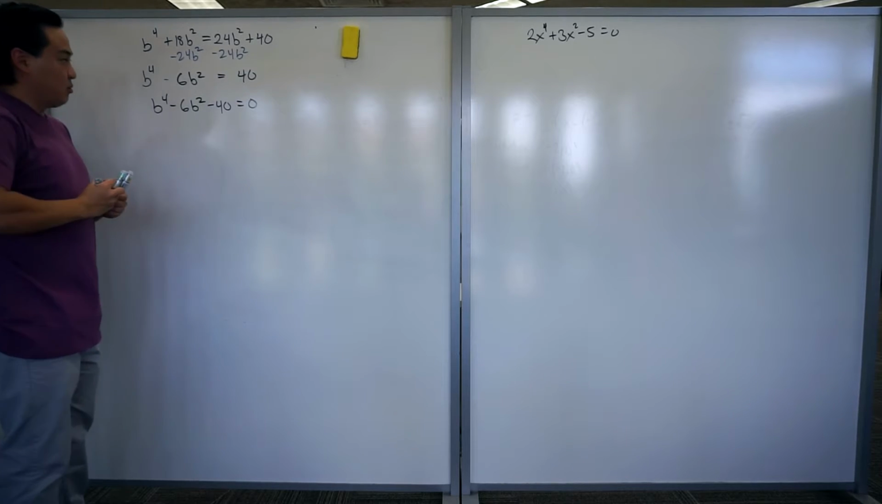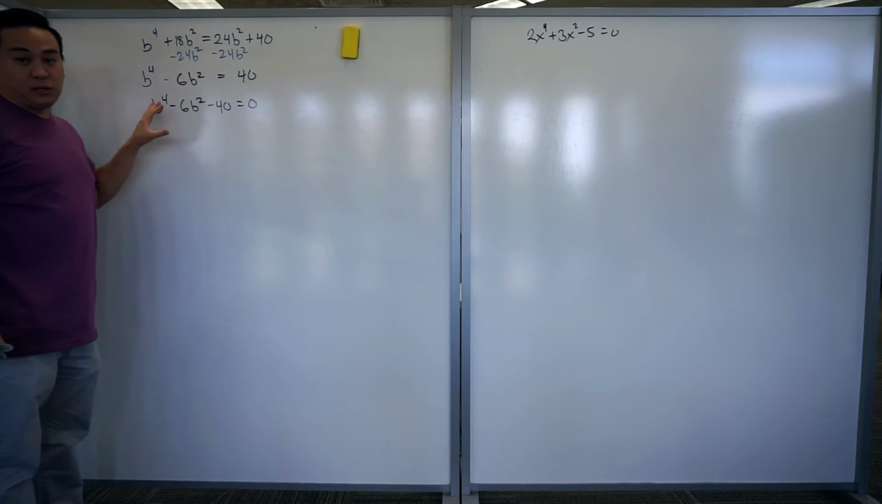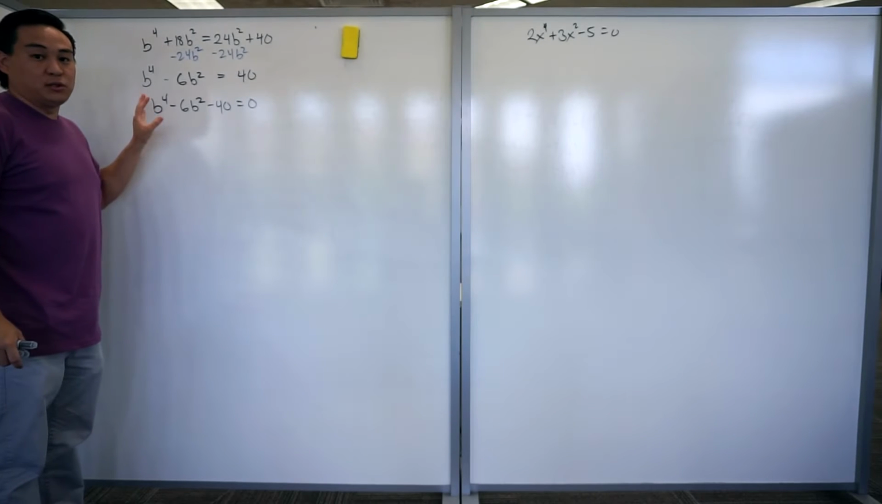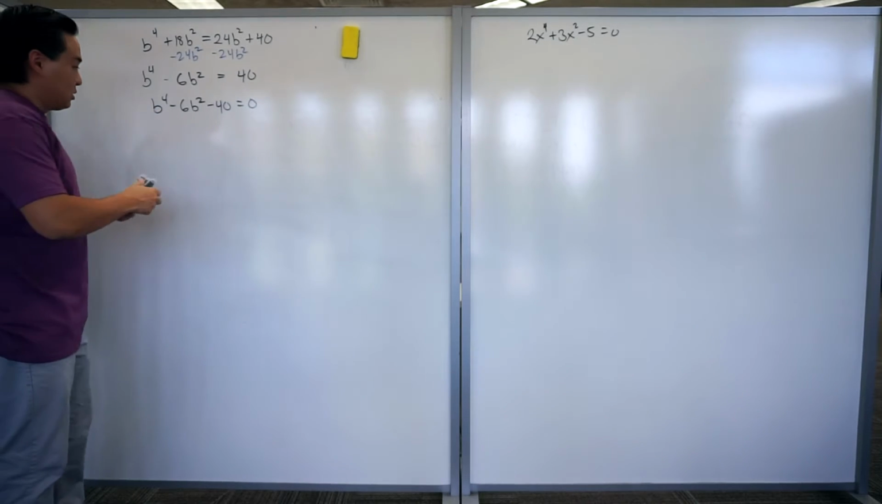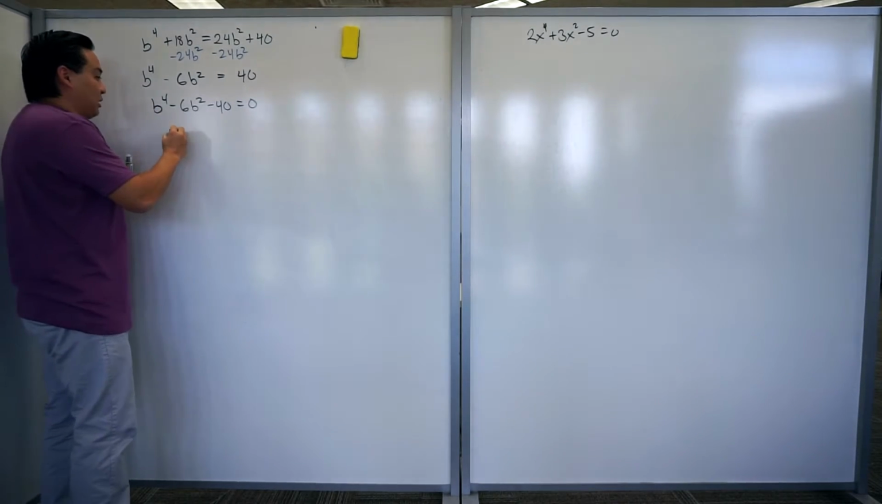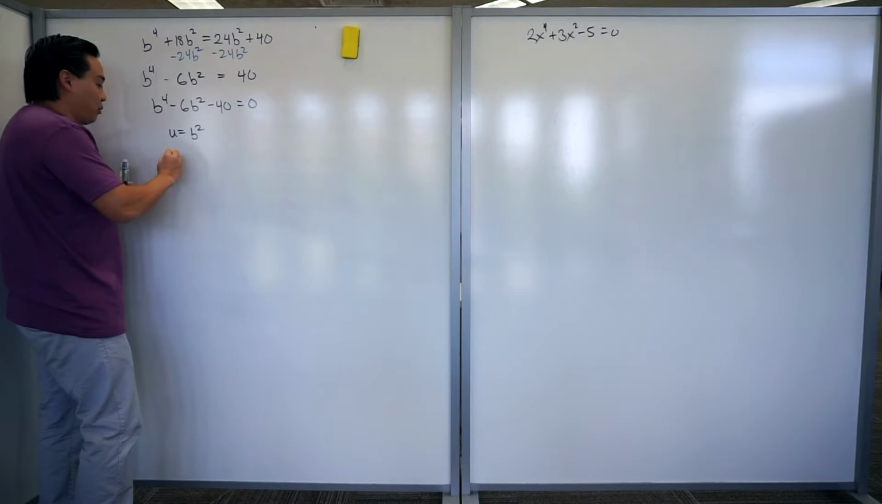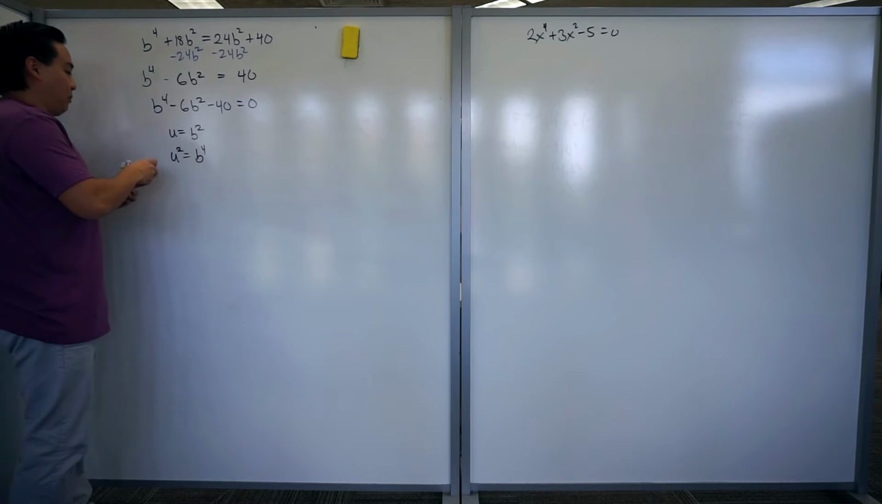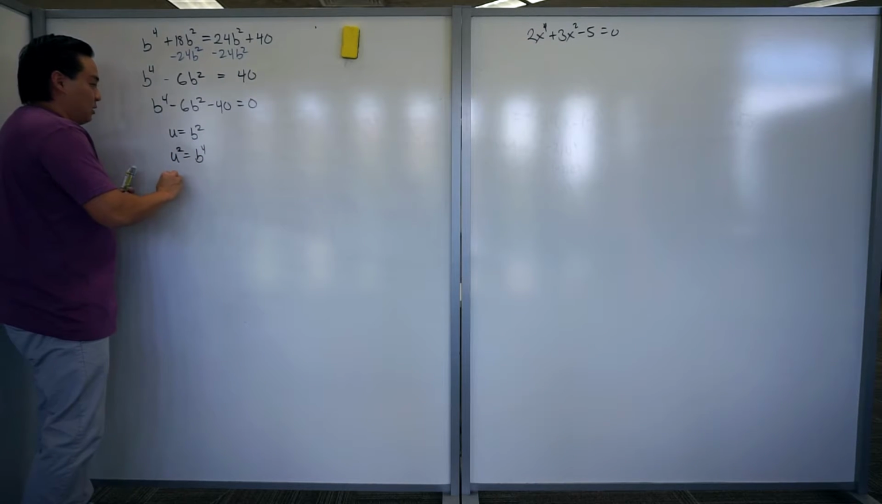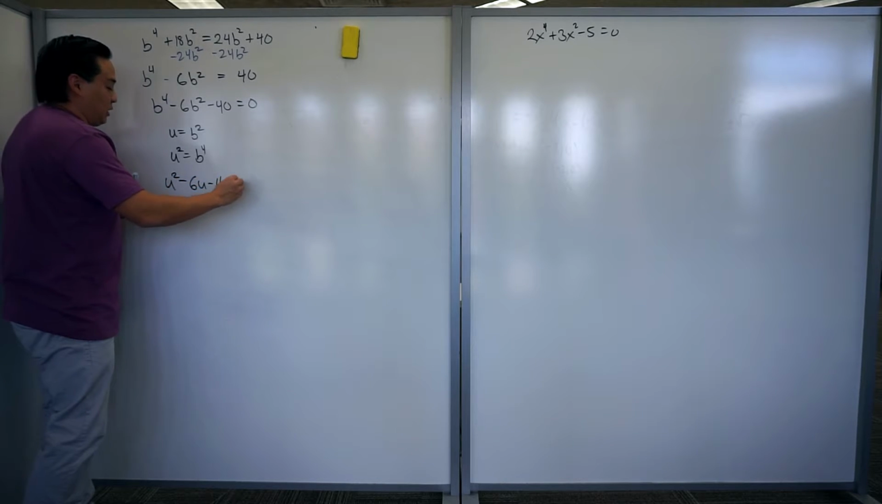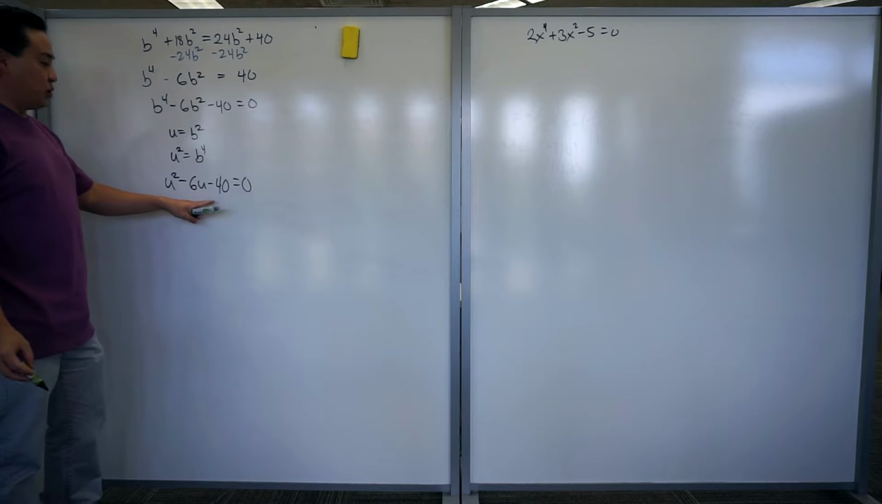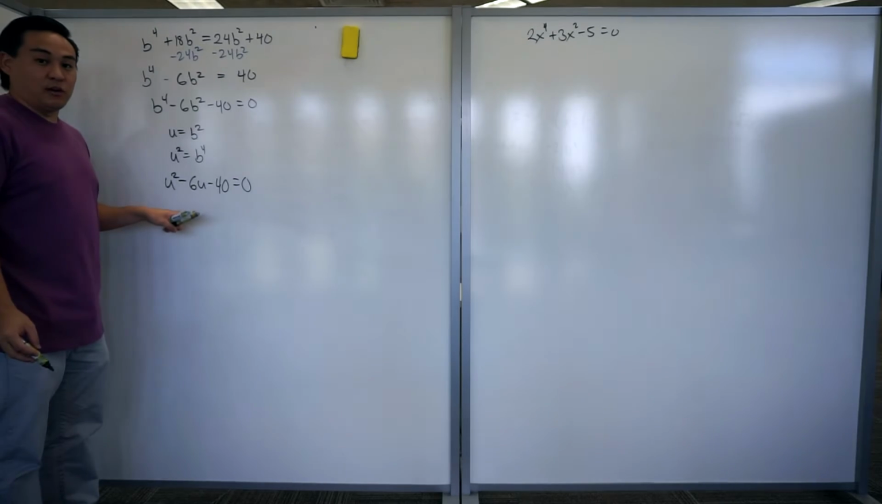Okay. So remember, in order to factor this, what we did was we switched the variables to u. So the u variable is going to equal the smaller one, and then the u squared is going to be the bigger one. Once we do that, we plug it back in to get u squared minus 6u minus 40 equals 0. And now we try to factor this right here if we can.